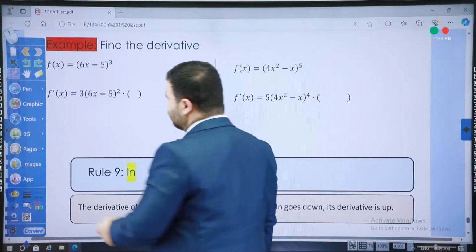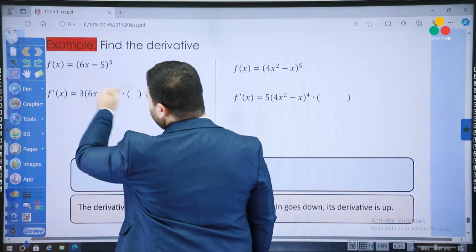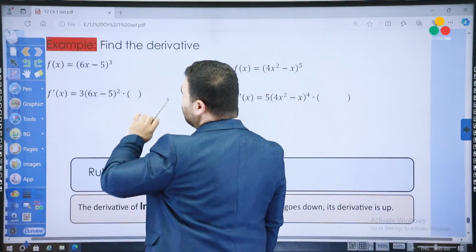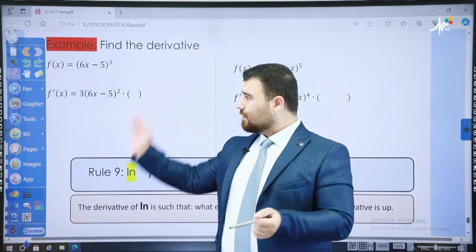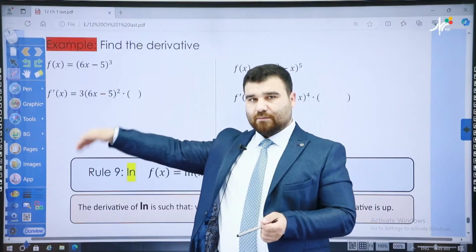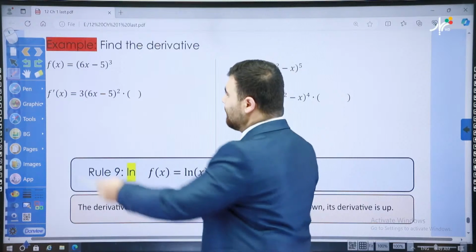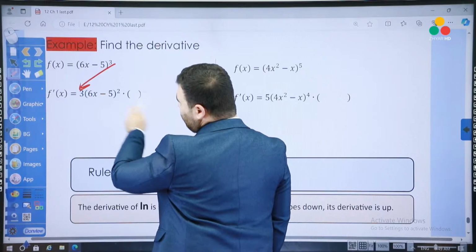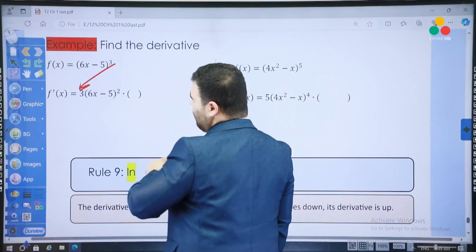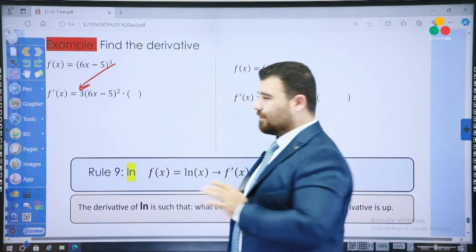The first one, 6x minus 5, all power 3. To do the derivative of this, as the rule said, power goes to the front, power minus 1. Now it's power 3, so the 3 goes to the front, and power minus 1. It was power 3, now it's power 2. Bracket as it is, always.